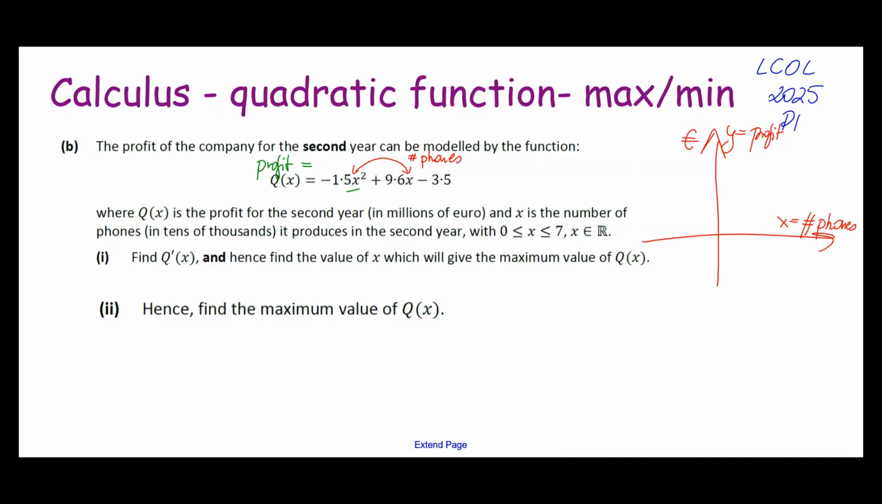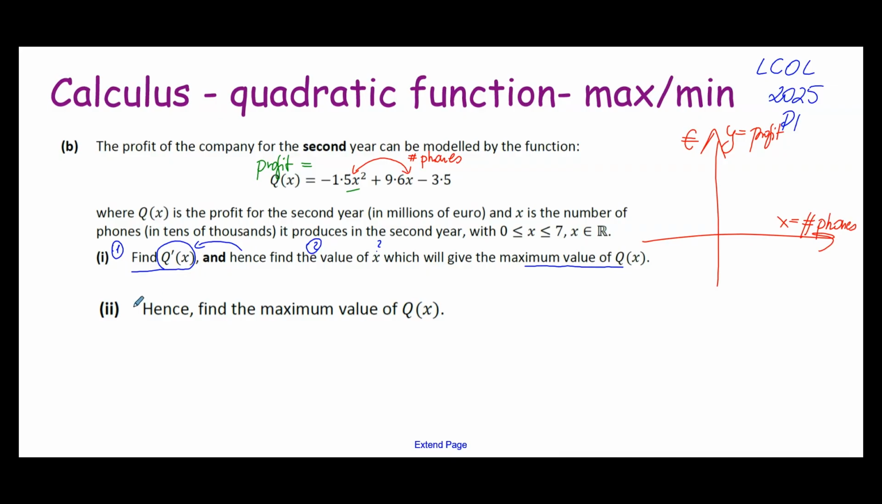Okay, so what do we need to do? First, we have to find a derivative of this function q, and hence, meaning with this knowledge, find the value of x. So one, find the derivative. Two, find the value of x. What kind of value of x? That will give me the maximum value of this function. So we are looking for the maximum value. When we have to do maximum or minimum, doesn't matter, the process will be the same.